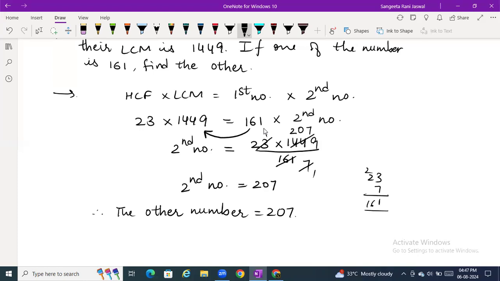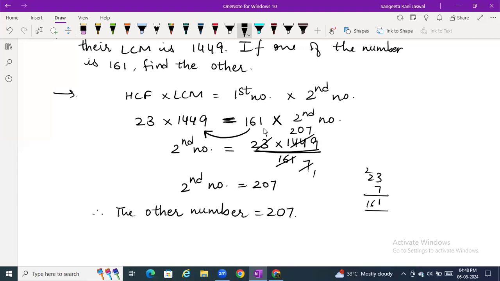Okay. So when it goes on the other side of the equal to sign, the operation will change. Operation means this: multiply, divide. This is the operation. So multiply will change to divide.